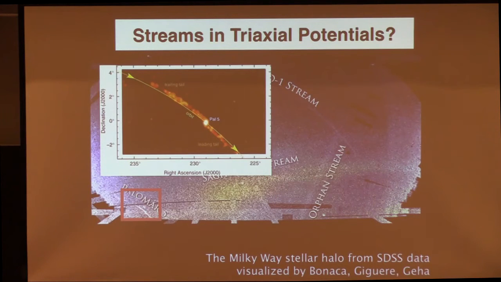So what's interesting here is to remember that when you add complexity to a potential, of various forms, then what tends to happen is that orbits diffuse, and orbits in some regions are no longer regular and they can become chaotic. So an interesting question is what could happen to a stream like Pal 5?